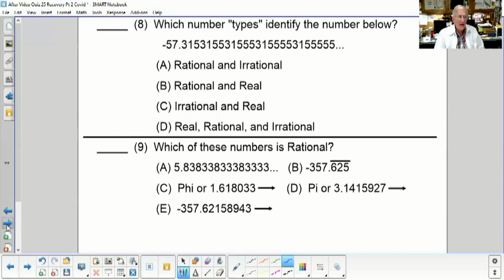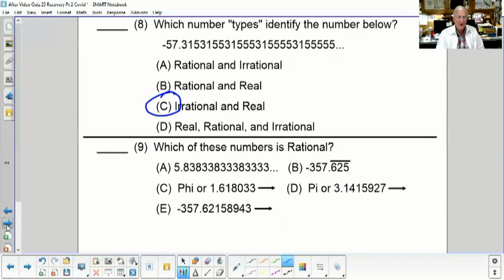Which number types identify the number below? Well, it appears to have, going on to infinity, a growing pattern in it, right? 315, then 3155, 31555s. All right, so therefore it can't be rational. It's definitely real. So it's got to be choice C, right? It is irrational and real.